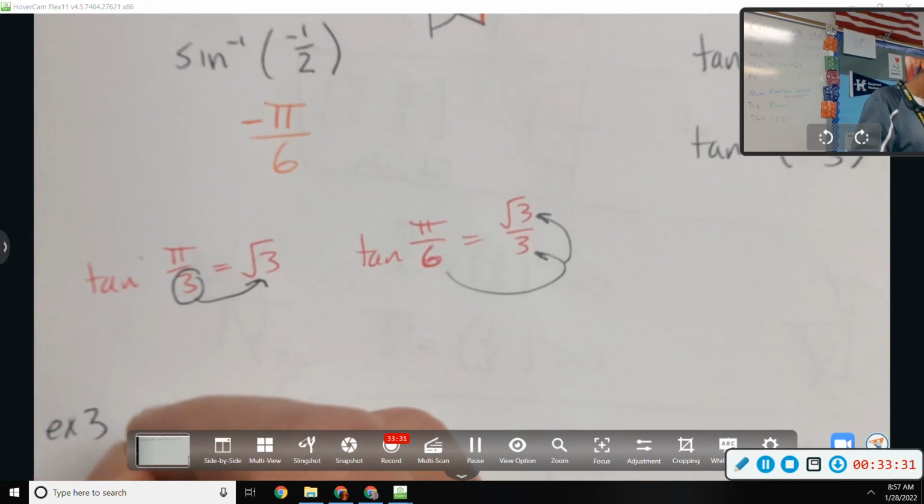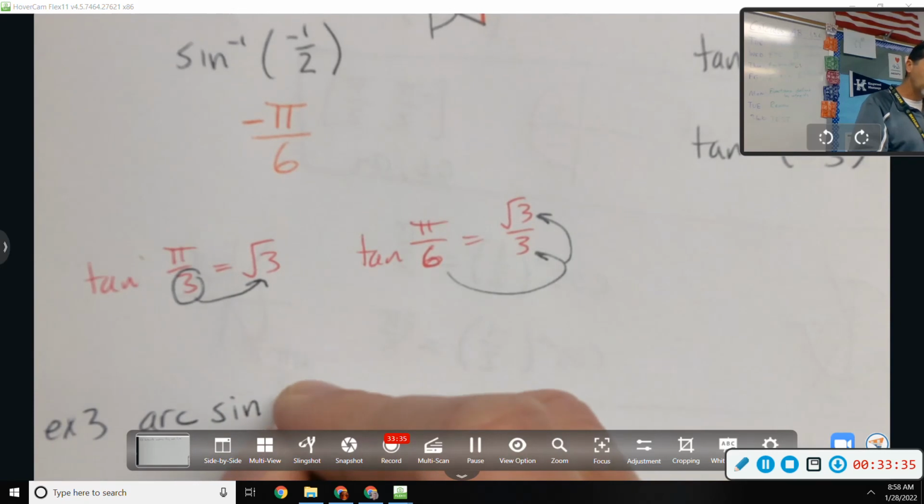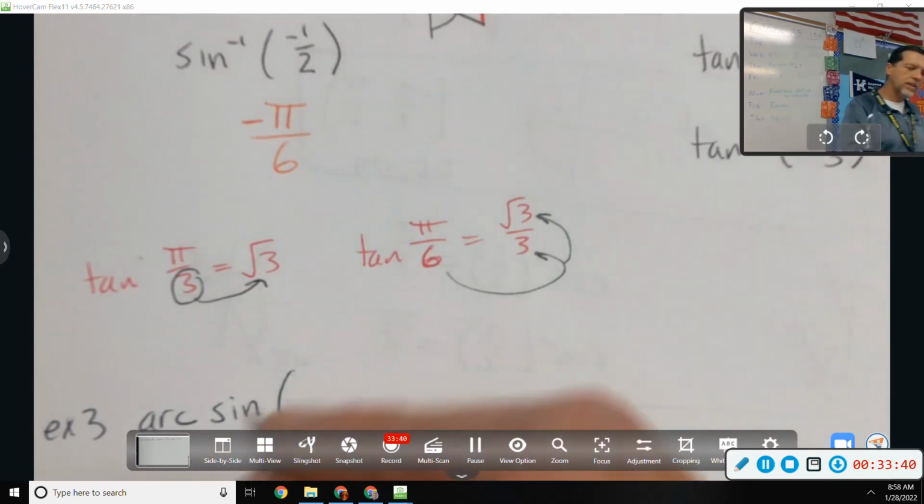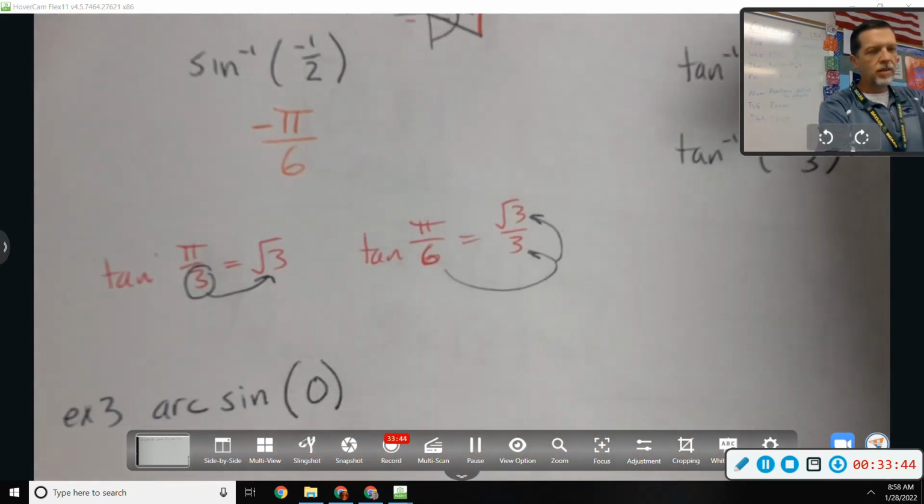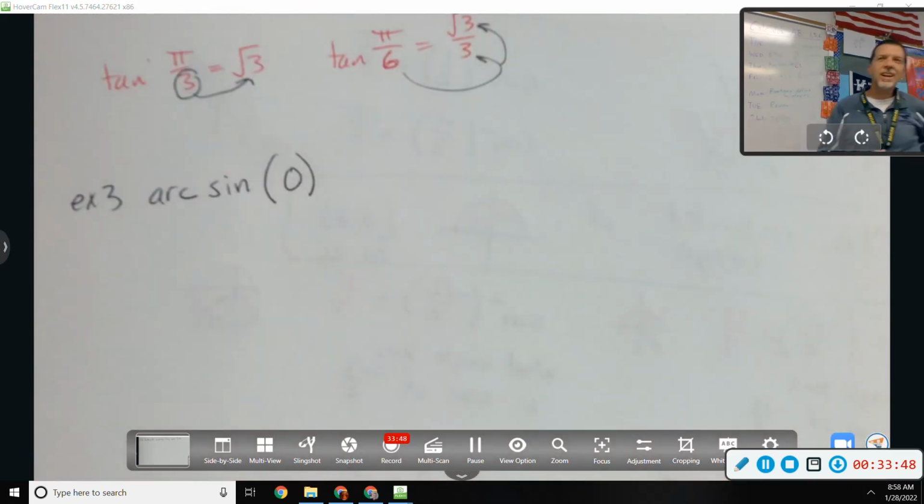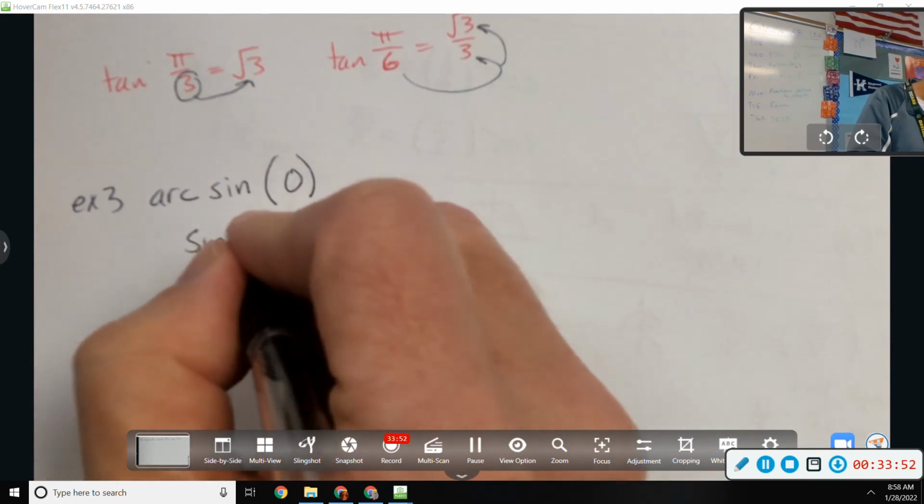Okay, arc means the same thing as inverse. So let's say arcsine of 0. That seems odd. Arcsine. If you don't like arcsine, you can immediately change it to inverse sine.